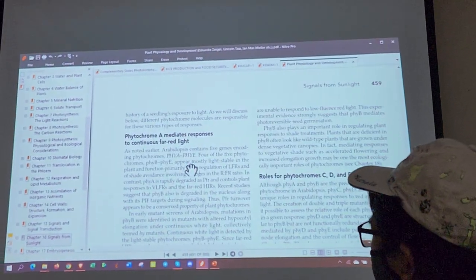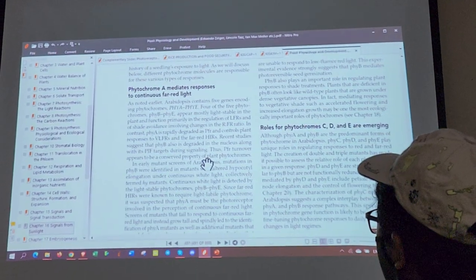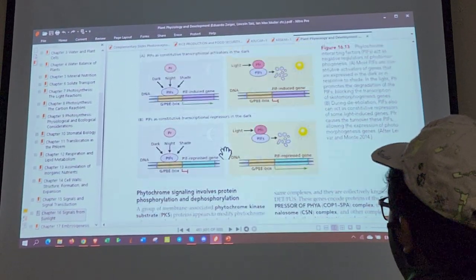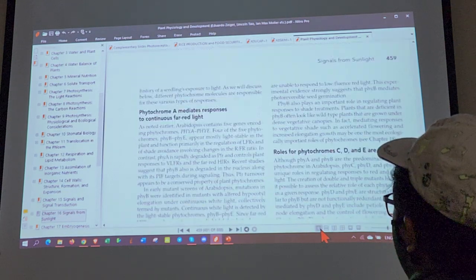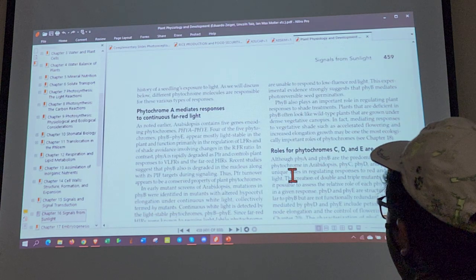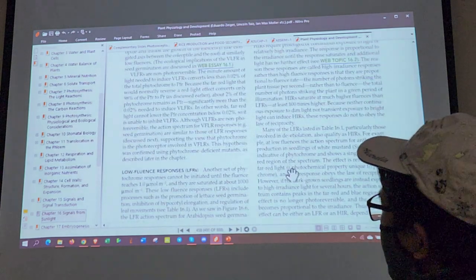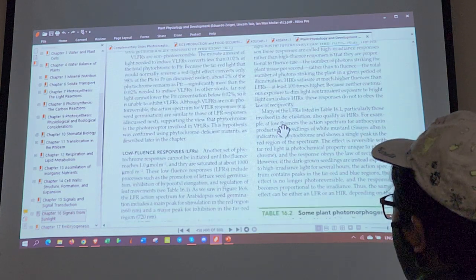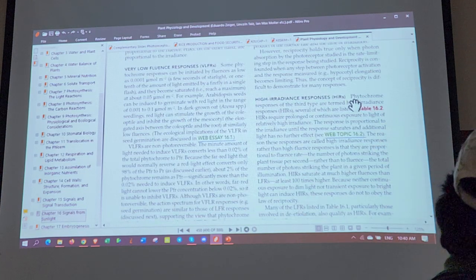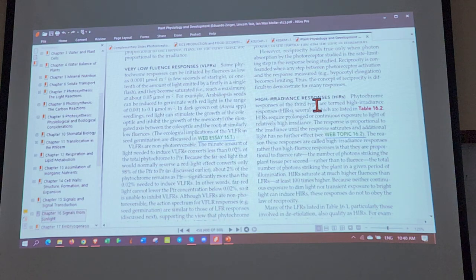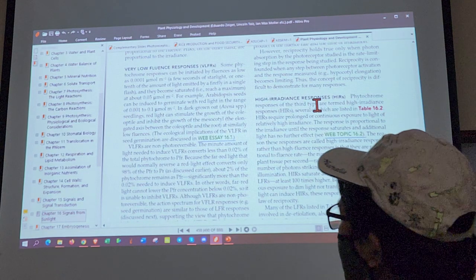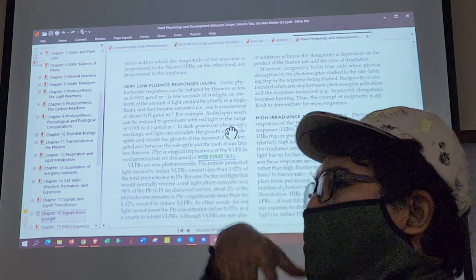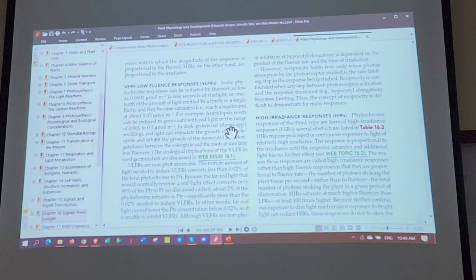It's on the second page, actually. I need to turn it into this. Yeah, so there's a whole story about this. You can search more: LFR, low fluence response, and HIR, high irradiance response. Okay, so tell me more about it. Read about it, and let's share the information.